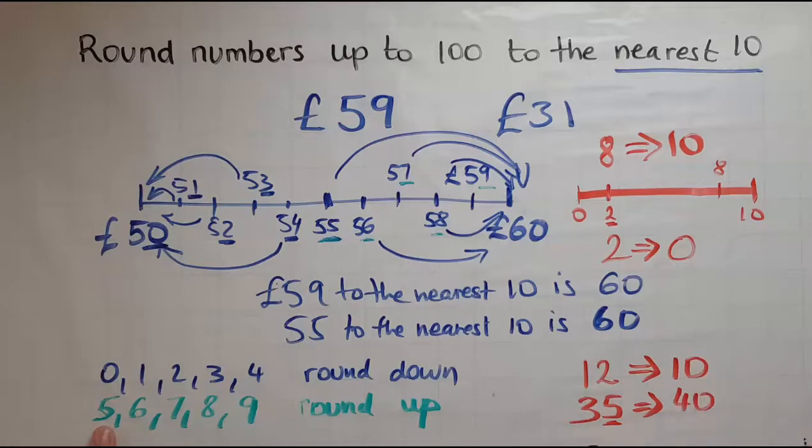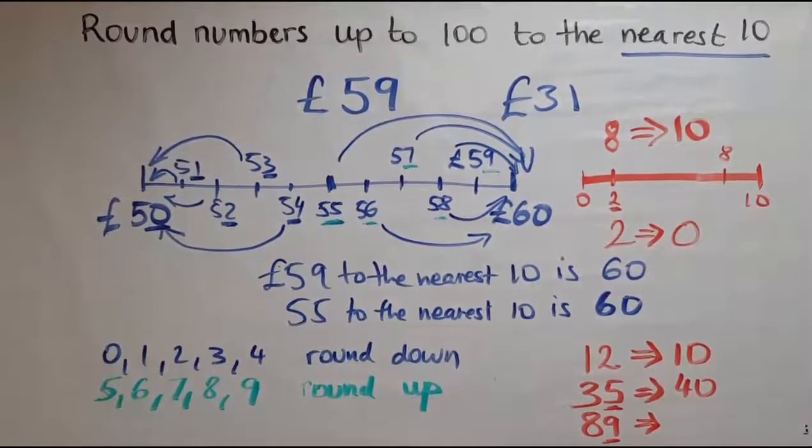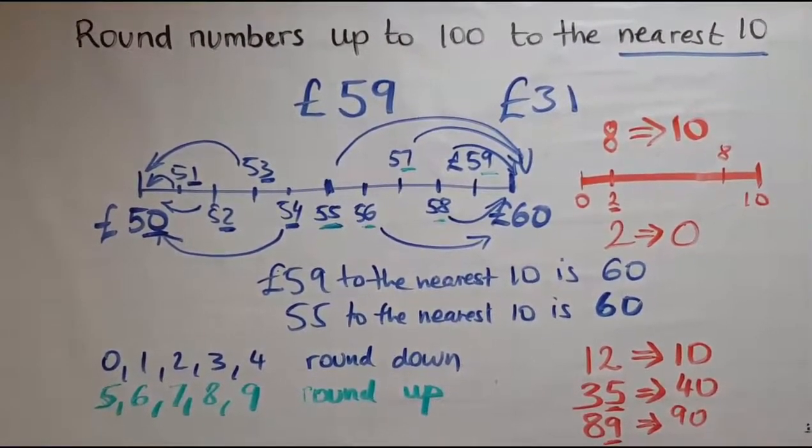Then let's have a look at 89. Then 9 is one of these numbers. That means you're going to round up. And also thinking of the position, 89 stands between 80 and 90. And it's definitely closer to 90 than to 80. So we round it to 90.